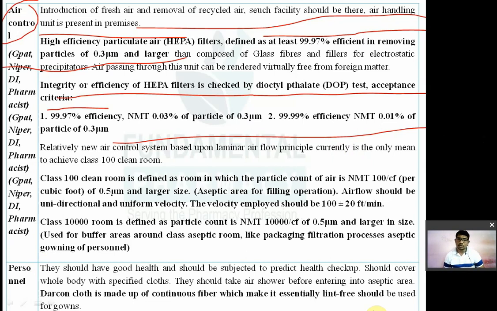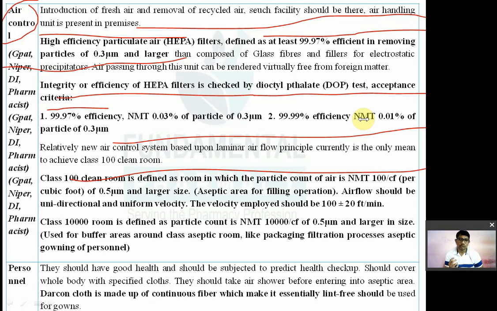Now, a relatively new air control system based upon the laminar airflow principle is the only means to achieve the class 100 room. मतलब क्या, एक्सप्लेन करता हूँ, आजकल जो क्लास 100 रूम कैसे अचीव कर सकते हैं. So class 100 means what? So a class 100 area, or a class 100 clean room, is defined as the room in which the particle count of air is not more than 100 particles per cubic feet. जहाँ पे 100 पार्टिकल से ज़्यादा पार्टिकल्स नहीं है पर क्यूबिक फीट, उसको बोलेंगे क्लास 100 एरिया और क्लास 100 क्लीन रूम. तो मतलब उसमें 100 पार्टिकल से कम पार्टिकल्स होते हैं पर क्यूबिक.